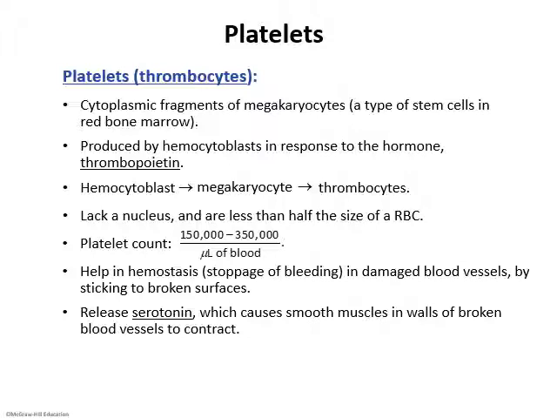Okay, so platelets. Platelets are fragments of the megakaryocytes. They're going to be produced in response to thrombopoietin. Okay, don't need to worry about the hemocytoblast to megakaryocyte to thrombocyte. You just need to remember megakaryocytes break apart to form thrombocytes. They lack a nucleus and are very small, even smaller than red blood cells, and the normal amount is about 150,000 to 350,000 platelets per microliter of blood.